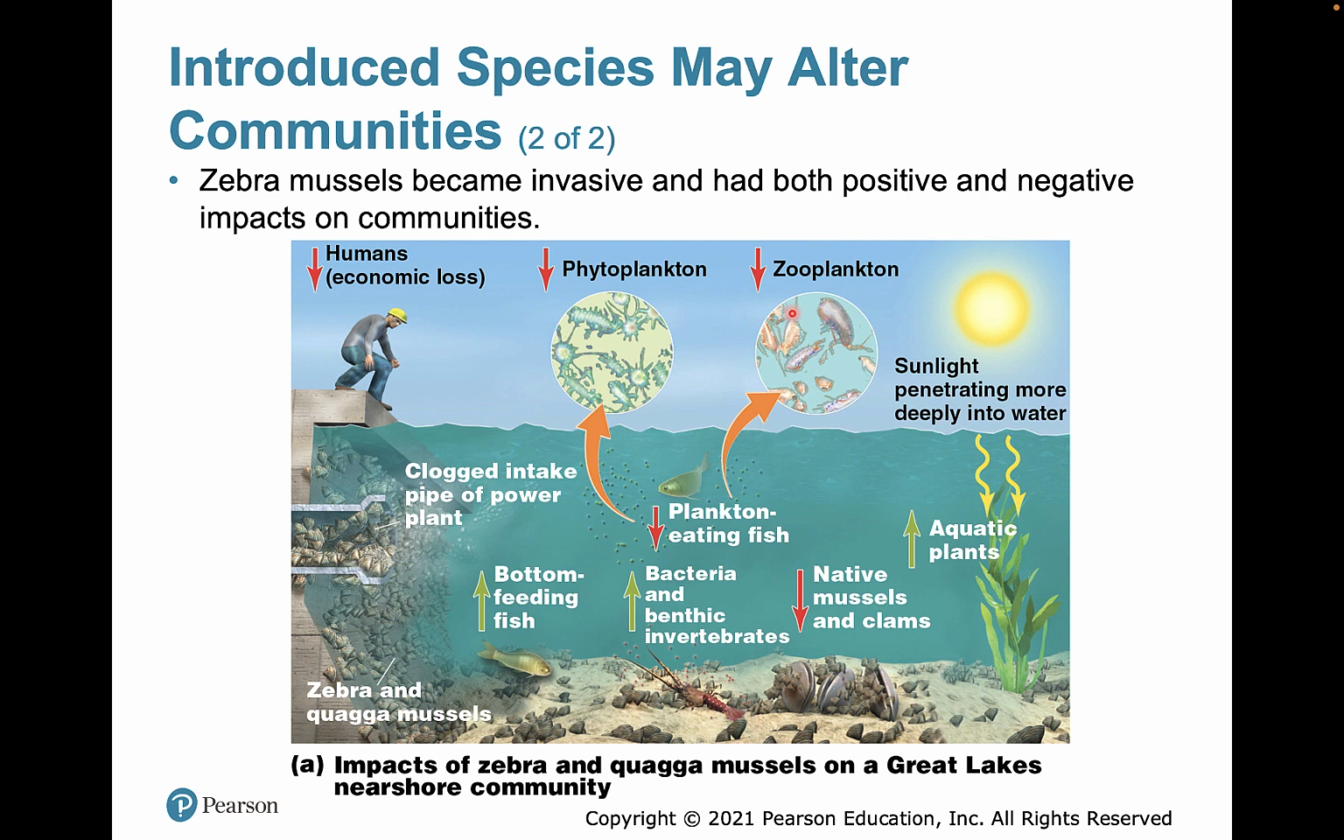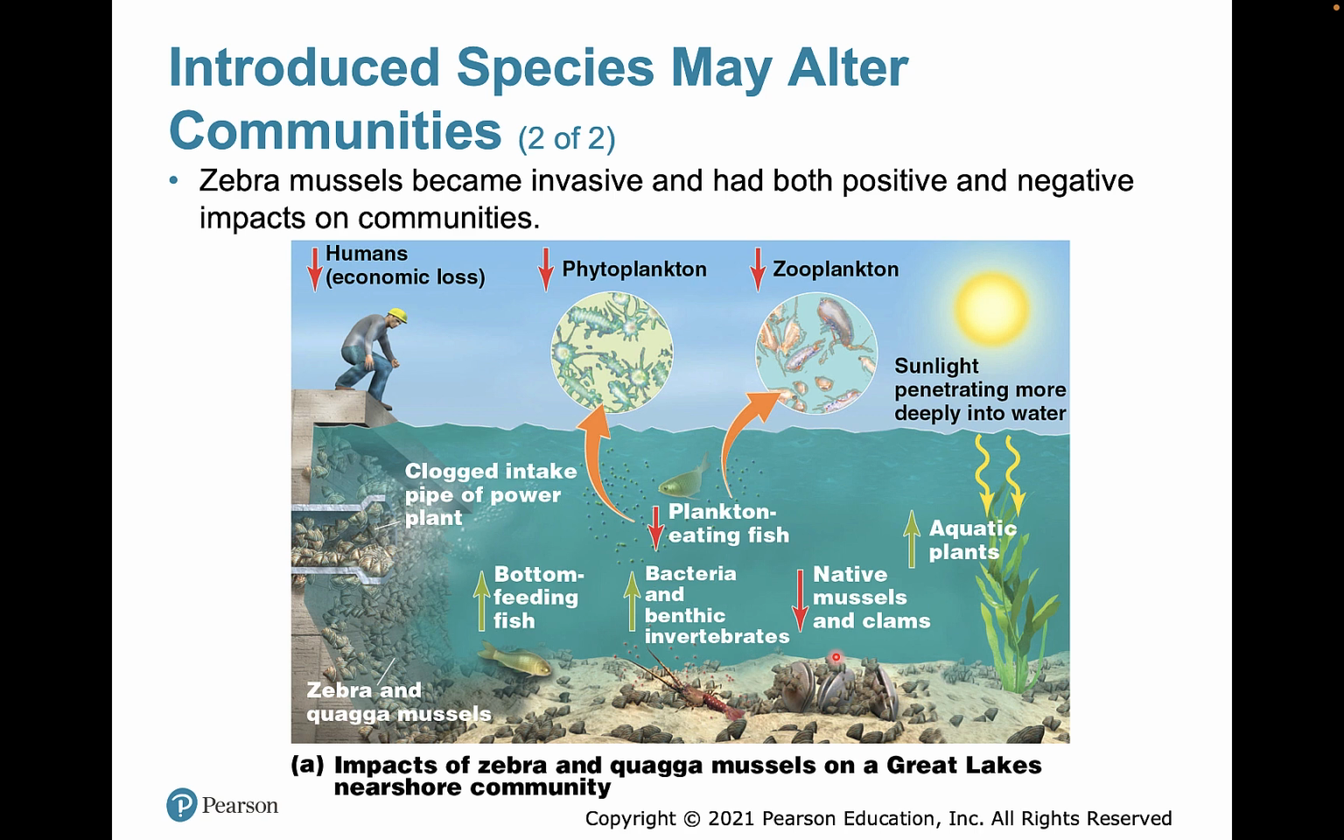It reduced the population of phytoplankton because they overate it. And it reduced the population of zooplankton because the phytoplankton didn't have anything to eat. It reduced the plankton-eating fish population because they didn't have anything to eat. And it sullied the native mussels and clams because they couldn't open their valves.